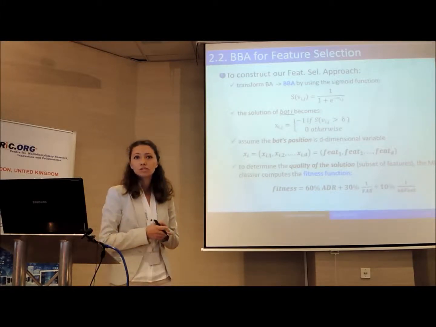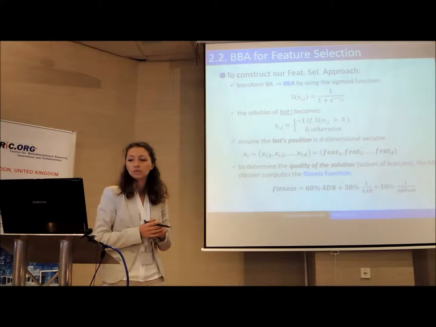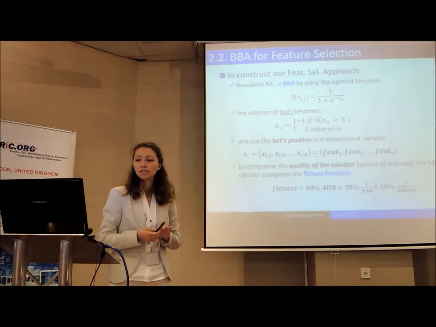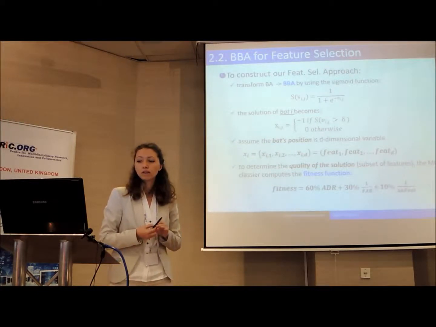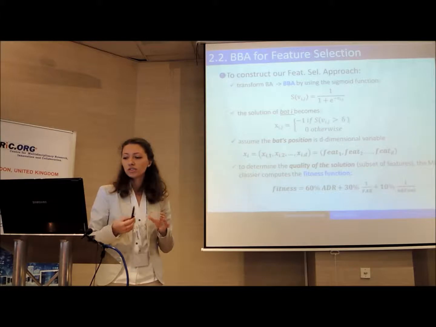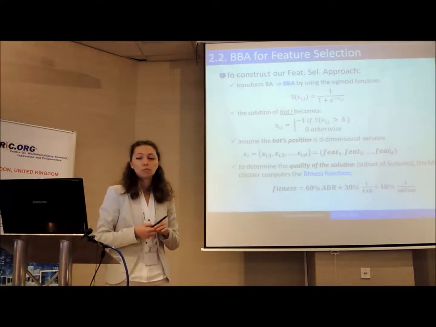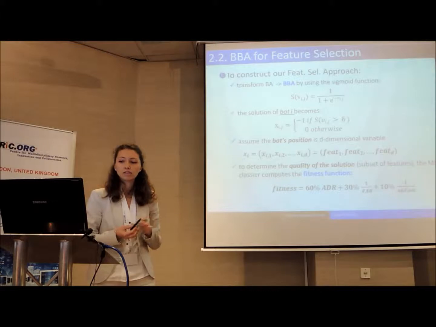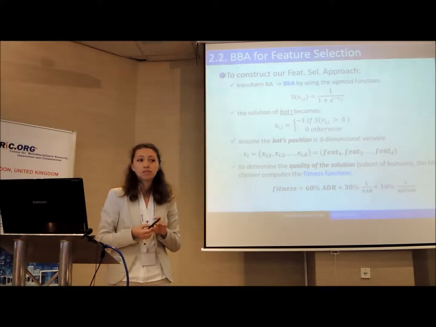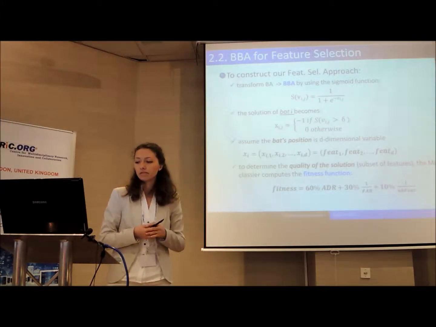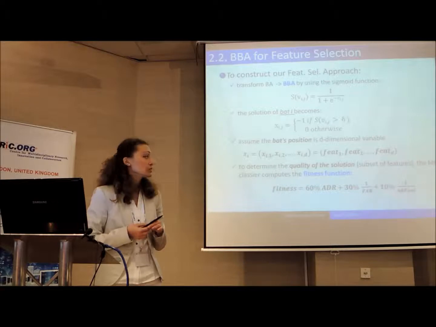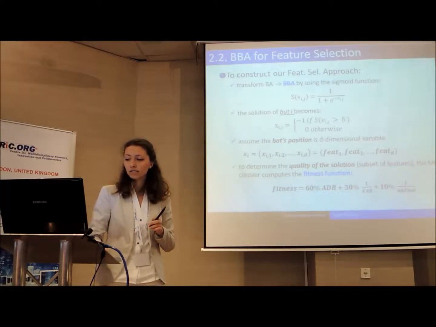To construct our feature selection component, we transform the BAT algorithm into its binary version by using the sigmoid function. Therefore, the solution becomes a string of 1s and 0s. We assume that the position of an individual is a d-dimensional variable, where each coordinate reflects the presence, if 1, or the absence, if 0, of a feature in the subset. And to determine the quality of the solution, or of the subset of features in our case, the machine learning classifier will compute the fitness function, which depends on the attack detection rate, false alarm rate, and number of features.